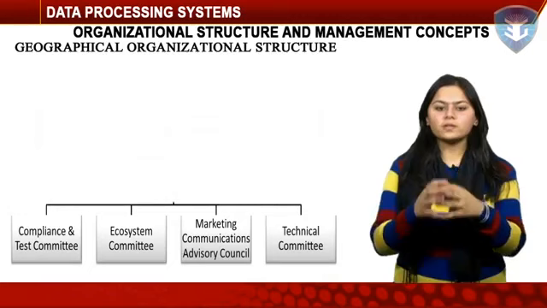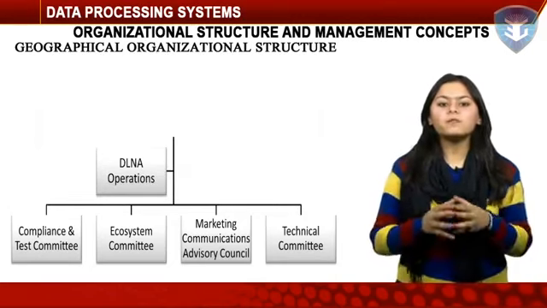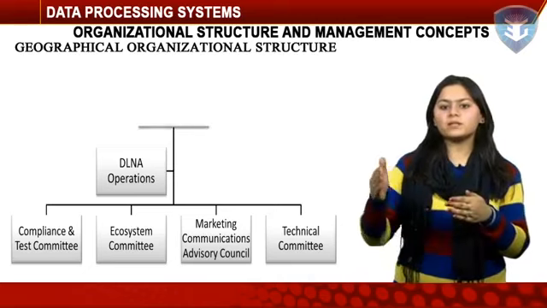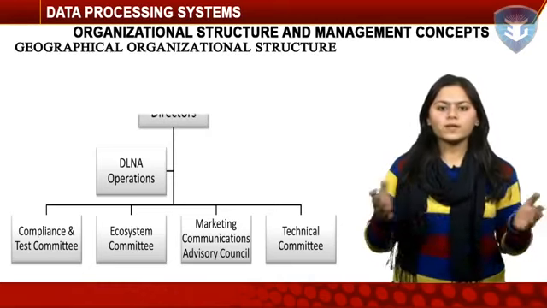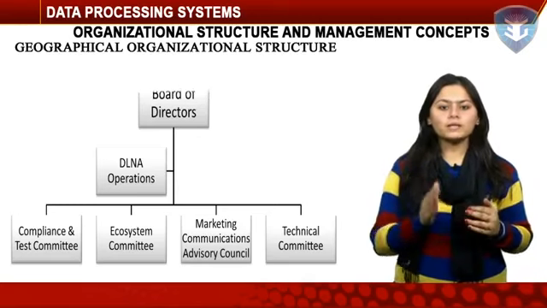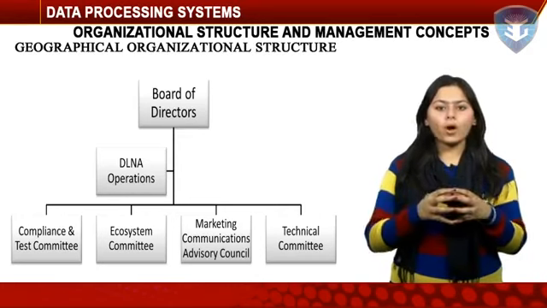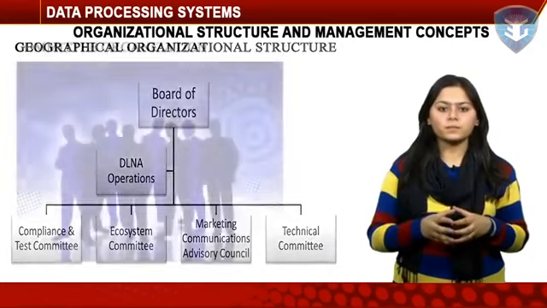Geographical organization structure. The Small Business Administration is responsible for defining small businesses in different industries. For example, in manufacturing, the SBA usually considers a company with 500 or fewer employees a small business.